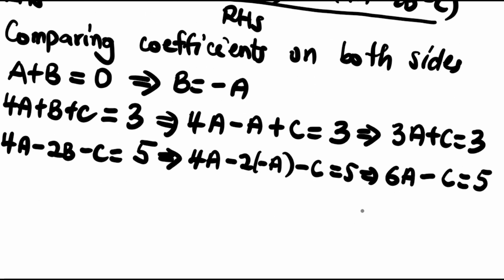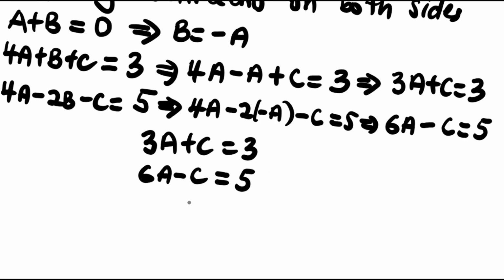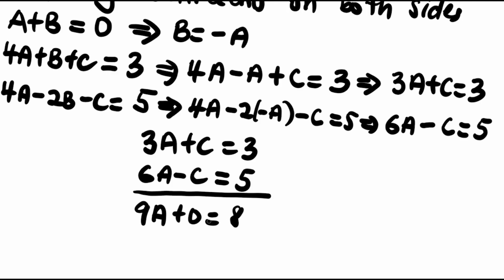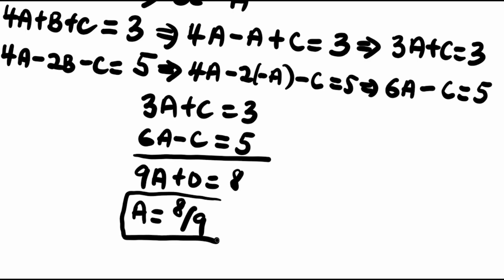So solving this simultaneously, the two equations that we have are 3a plus c equals 3, and 6a minus c equals 5. We need to find the value of a, right? If you group these two together, this and this will give you 9a, this will give you 0, equals 8. So we can see that a is equal to 8 over 9. This is the value for a.